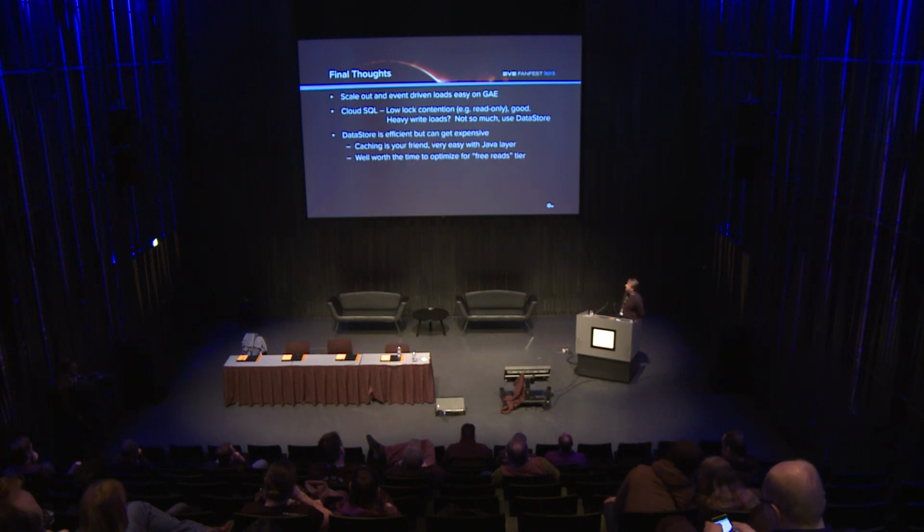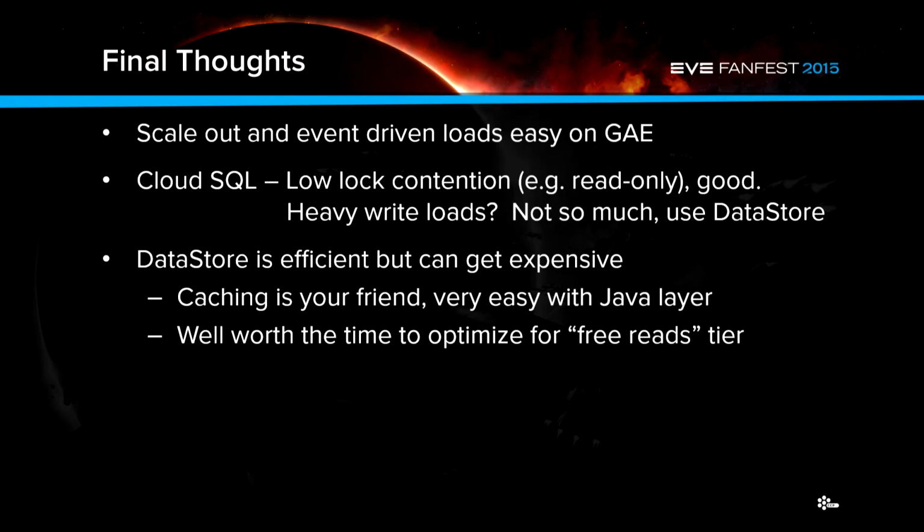The data store is efficient, but you can spend a lot of money if you don't spend some time tuning. For a load like EveKit is processing, caching is definitely your friend. The API is very cacheable, I think. And this was pretty easy for me with objectifying the Java layer. And it's definitely worth your time to optimize for the free reads tier.